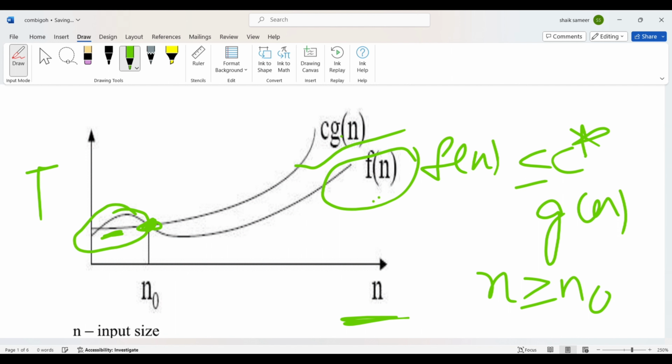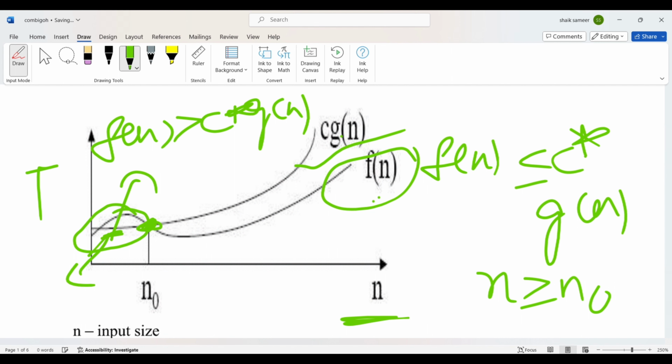in this area, two conditions can happen. I explained in the Big O notation video what those conditions are: f(n) greater than c times g(n), and f(n) less than c times g(n). Why and where do these two conditions happen? Once again, you can watch the Big O notation video to understand why these two conditions can happen.